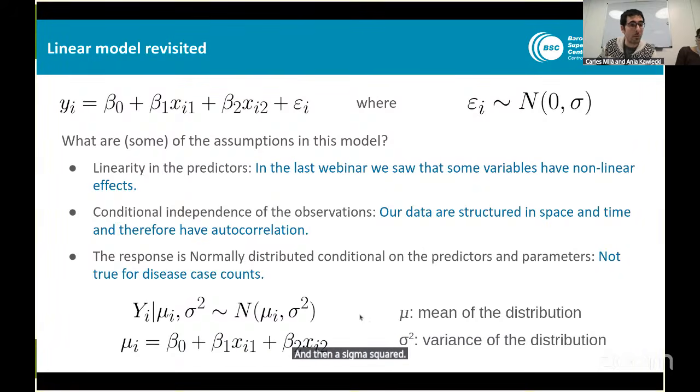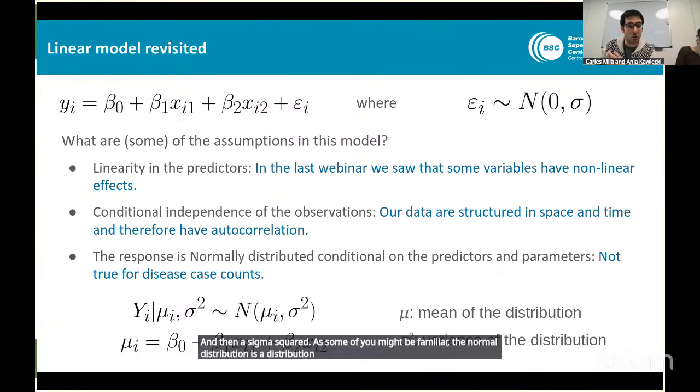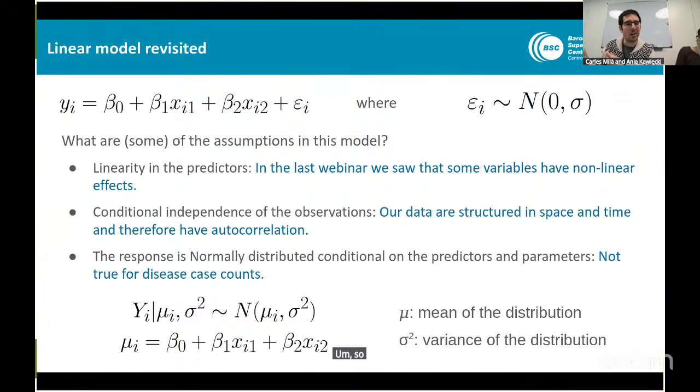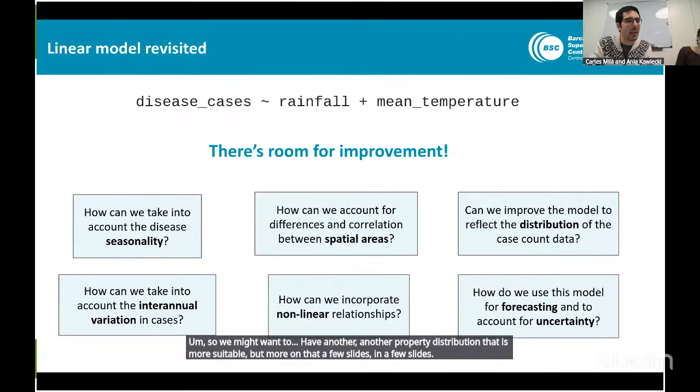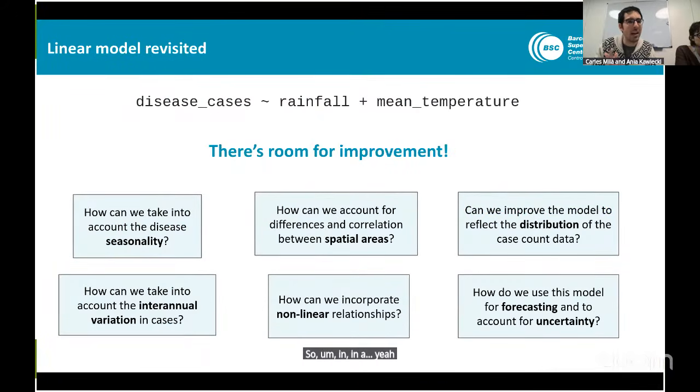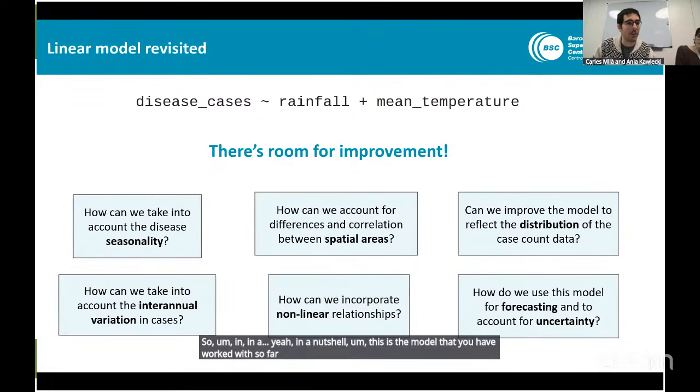As some of you might be familiar, the normal distribution is a distribution that has a certain support and characteristics, and we will see in a few slides that it might not be the best choice for the disease count data. So we might want to have another probability distribution that is more suitable, but more on that in a few slides. So in a nutshell, this is the model that you have worked with so far, and there's room for improving that model. And this is what we're going to see today.